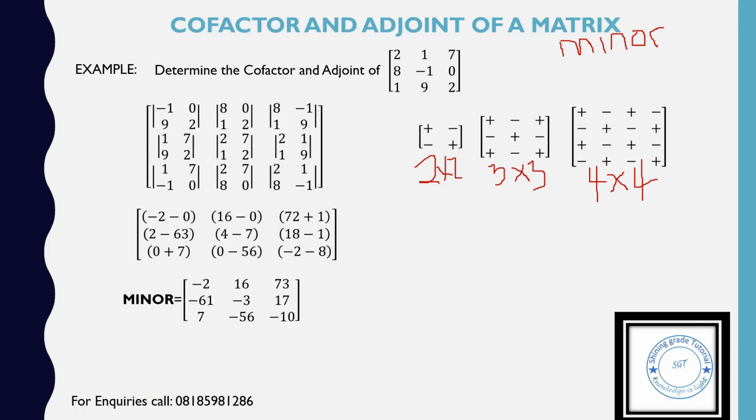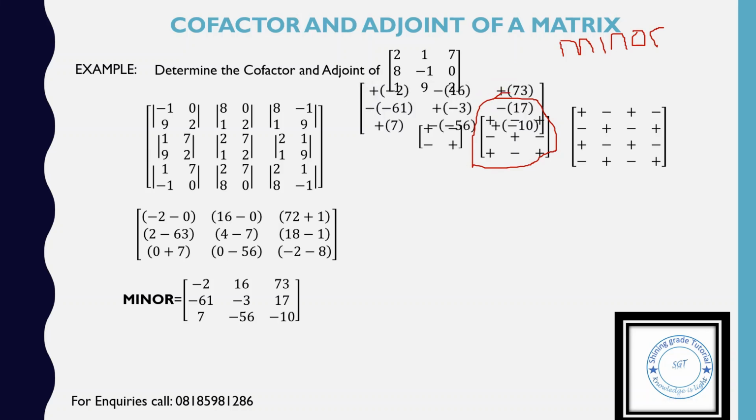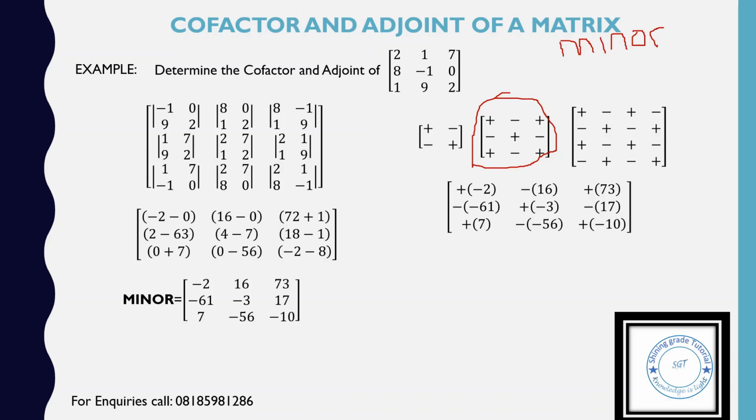So once you can get each element, since now what we are dealing with is a 2 by 2 matrix, we should begin to apply this now. You apply this sign on every element to get your cofactor. So these are the cofactors now.